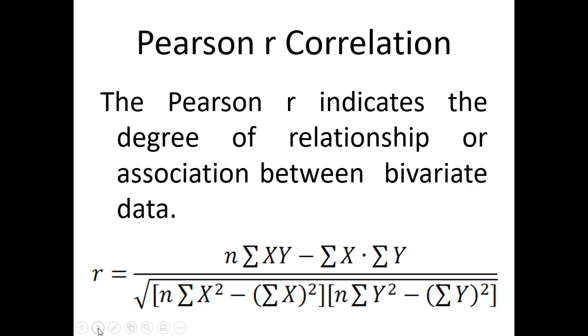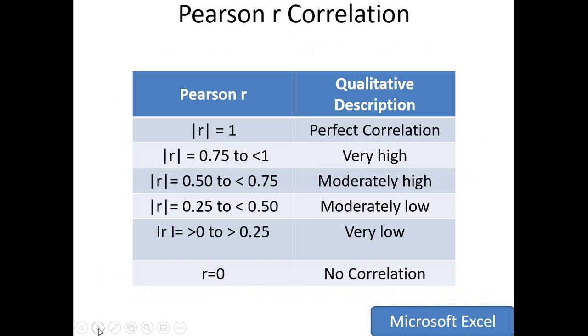So you have to familiarize yourself with this, or you can memorize this formula. Here is the Pearson R result and the qualitative description. This symbol means the absolute value of R, so whether it is negative, we get the positive value. The absolute value of Pearson R equal to 1 means the qualitative description is perfect correlation. It means they really have a relationship.